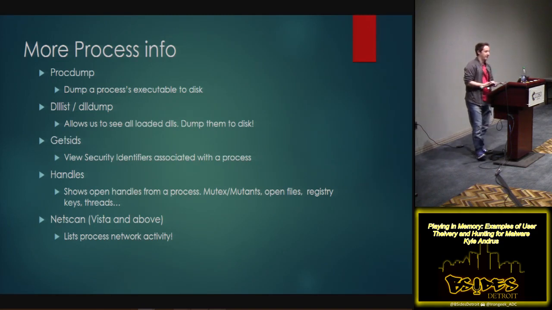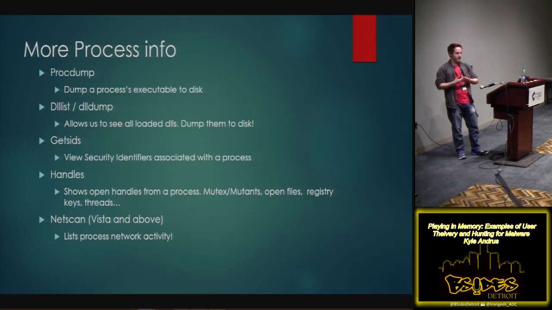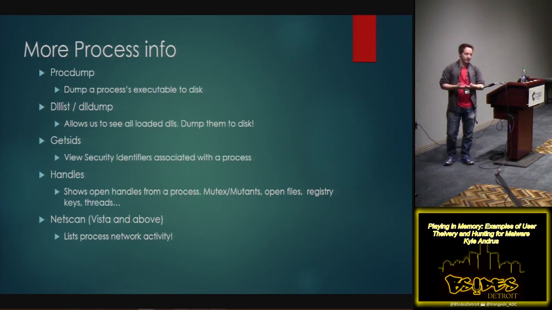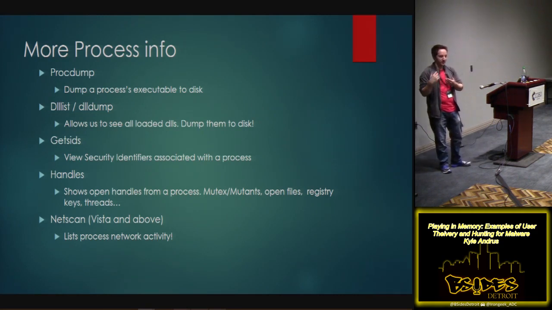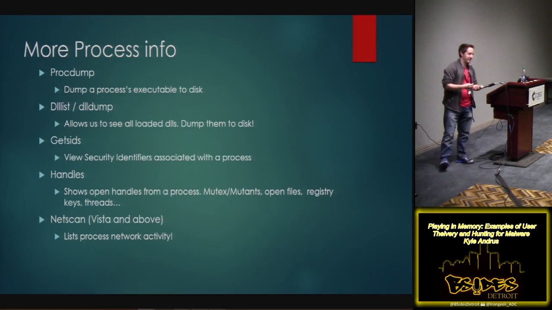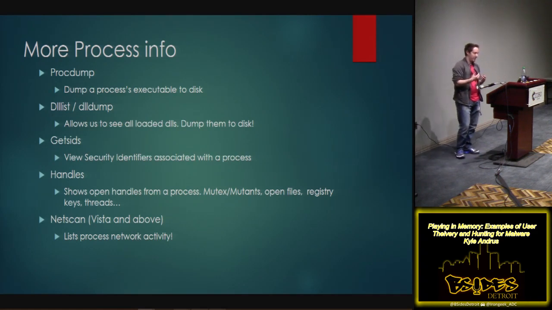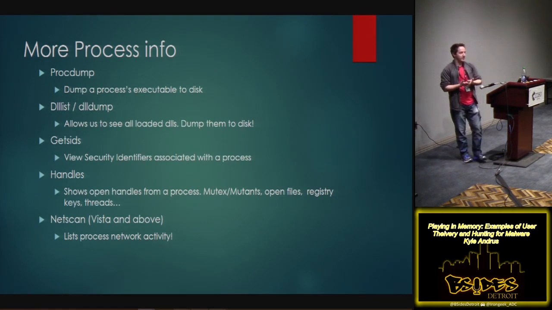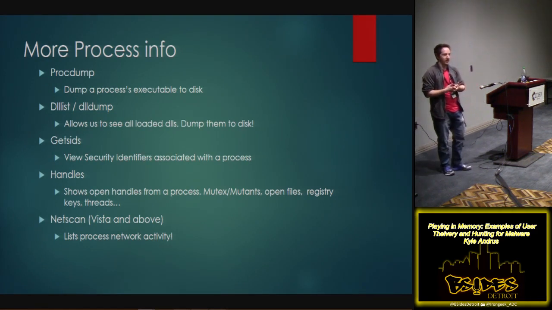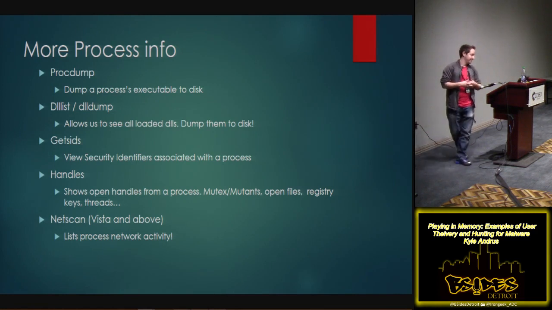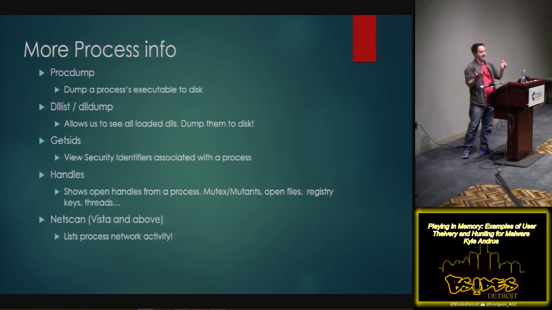Handles is another useful piece. That's going to be if a process has a resource, for example, access to a file, you can get file paths out of there. You can get registry values that it may have been attached to. And mutexes, or mutants, which can be used for identification of malware or can be unique enough that you could track. And, of course, NetScan. You can look at processes that are running and what network connections they have.